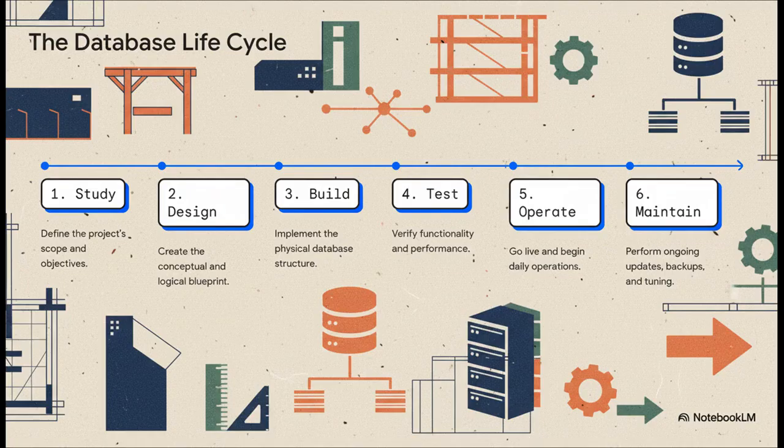So this DBLC, it lays out a really clear 6-step journey. It all kicks off with the initial study, which is where you figure out your goals. From there, you move into the design phase. That's the blueprinting we're talking about. Then, of course, comes the actual building and testing. But once you go live and enter the operation phase, the work's not over. Just like any building, it needs constant maintenance to stay strong and secure.